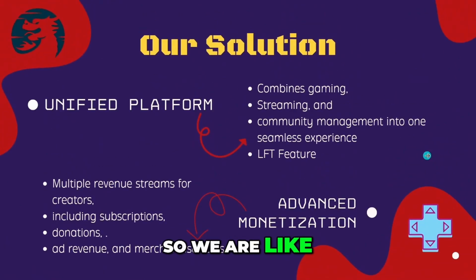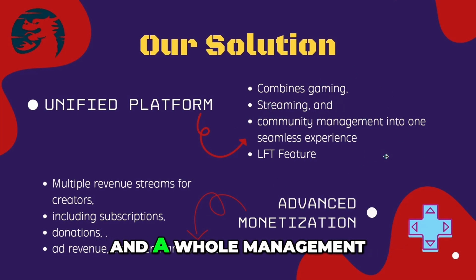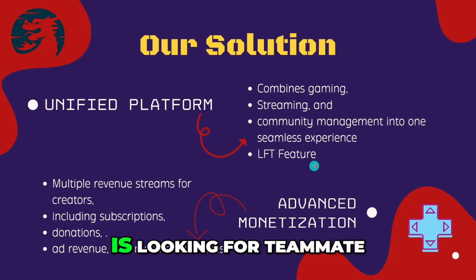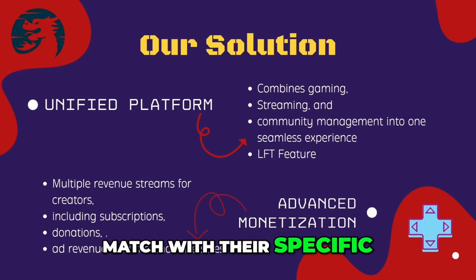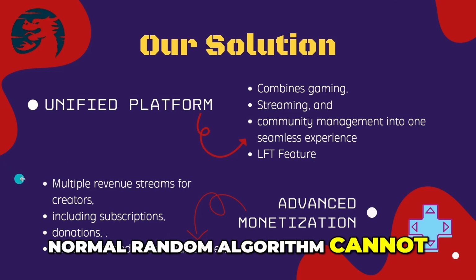So what's our solution for that? We are creating a unified platform which combines gaming, streaming, and a whole management experience into one platform. So our main USP is the looking-for-teammate feature where they can match with people of their specific skill set, which the normal random algorithm cannot.